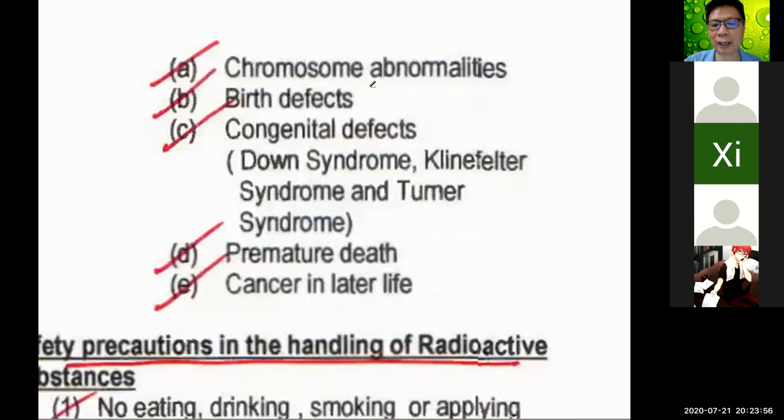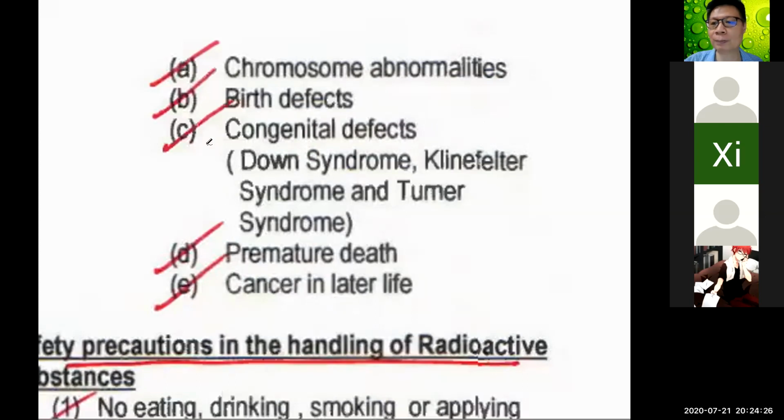Okay, birth defect. Defect means sometimes no hand, no leg, no eyes, or you look at it and feel sorry for them. Birth defect, congenital defect. For example, Down syndrome, Klinefelter syndrome, Turner syndrome. You study biology, you know what that is, right? All this is because of your chromosome, not hemoglobin.